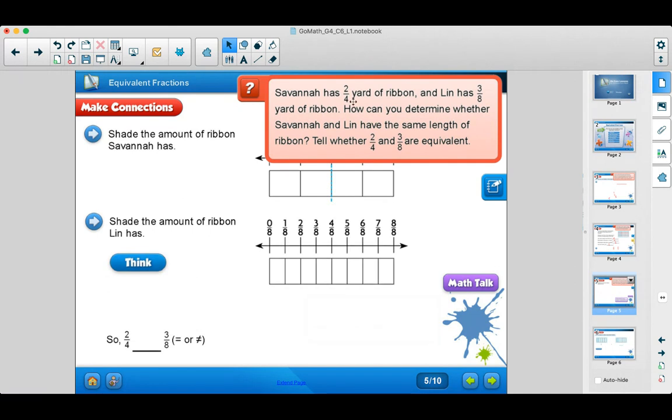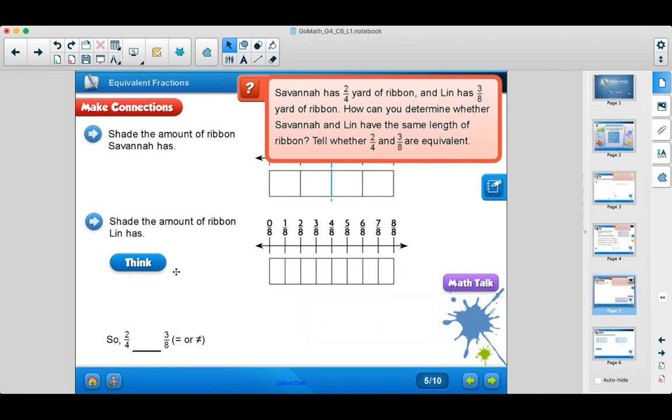Savannah has 2/4 yards of ribbon, and Lynn has 3/8 yards of ribbon. How can you determine whether Savannah and Lynn have the same length of ribbon? Tell whether 2/4 and 3/8 are equivalent. We're going to skip some of this part. We're going to do what we did yesterday to show an equivalent fraction.